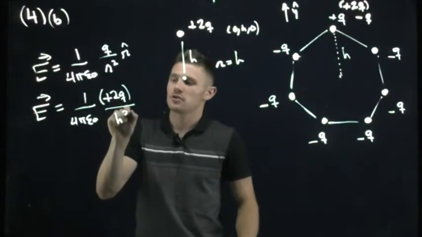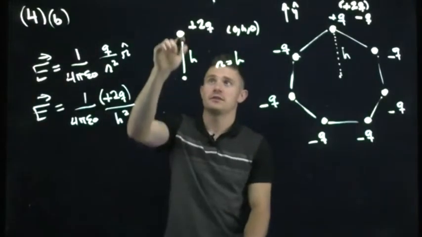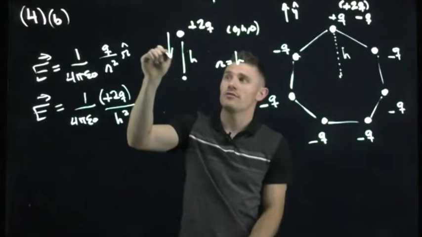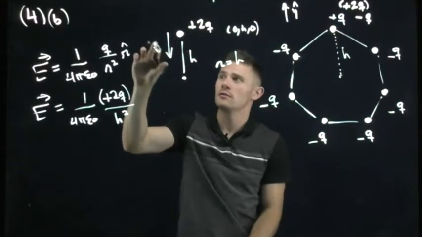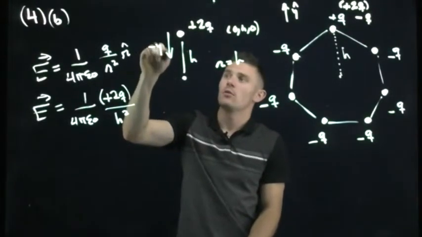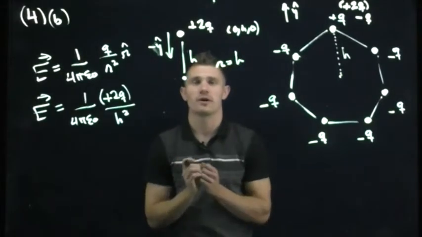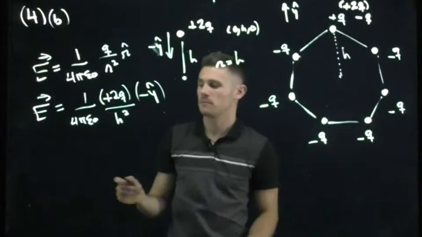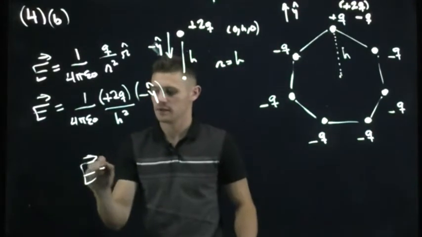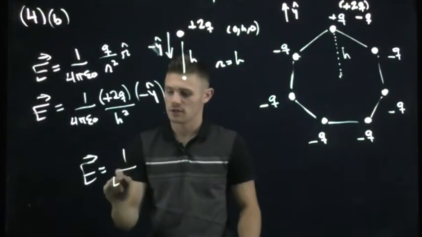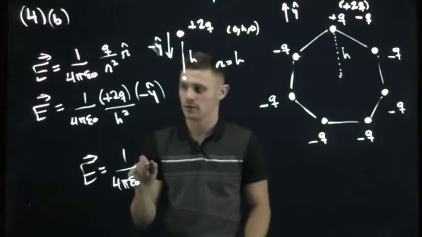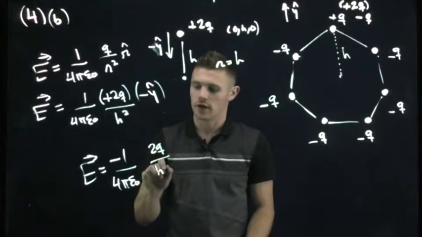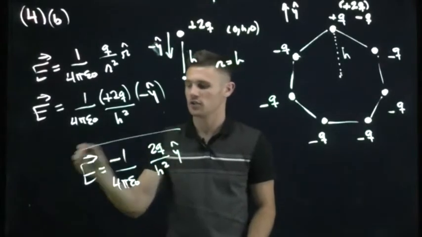Our distance is h squared, and our vector, if we take the electric field at this point of a positive charge, is pointing away from the charge in the negative y hat direction, because electric fields point away from positive charges. This will be in the negative y hat direction. So the electric field of this heptagon charge distribution is 1 over 4 pi epsilon naught negative 2q over h squared in the y hat direction.